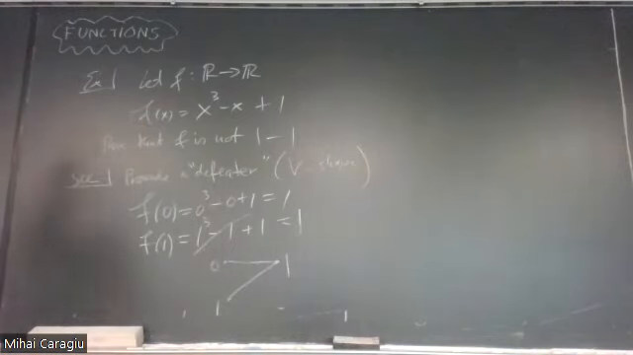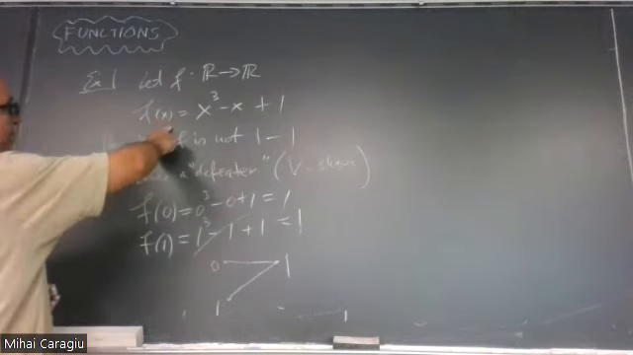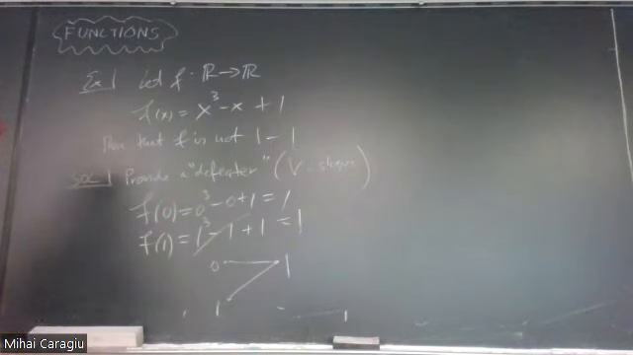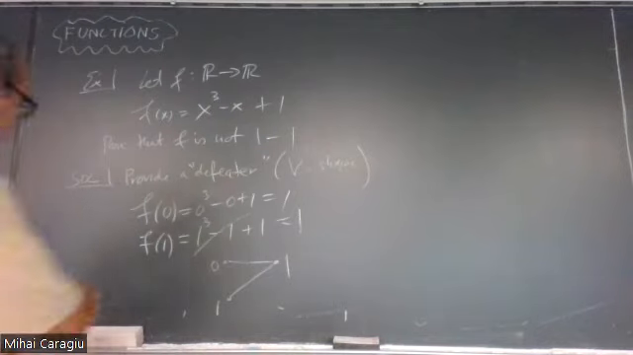So we just proved that this function from R to R, real numbers to real numbers, given by the formula x cubed minus x plus 1, is not one-to-one. Okay, so this is one category of functions. Another important category of functions is onto functions.